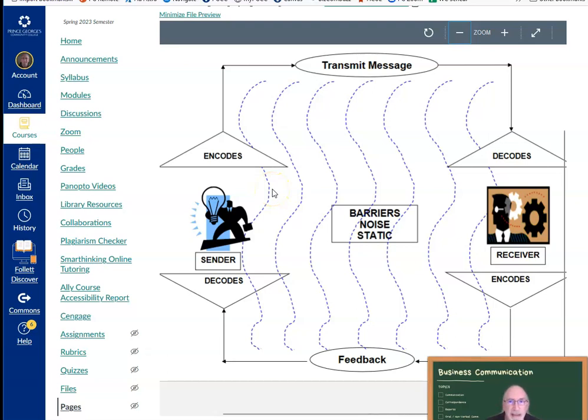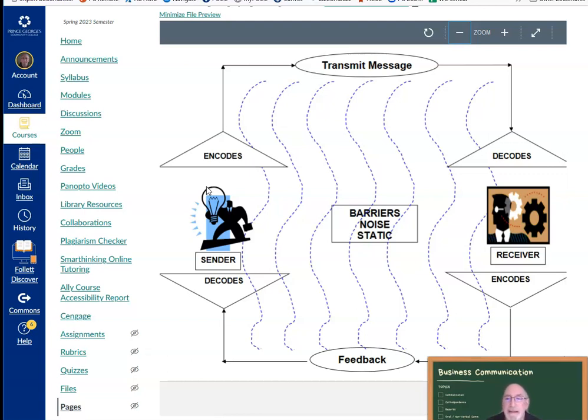Chapter 2 starts by discussing the communication process, which is simply the transmission of information from the sender to the receiver. That's communication. It doesn't mean that it's good communication. It just means communication has occurred. Here are the basic steps. 1, the sender gets an idea.